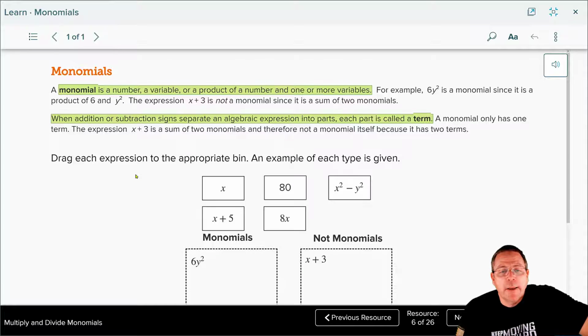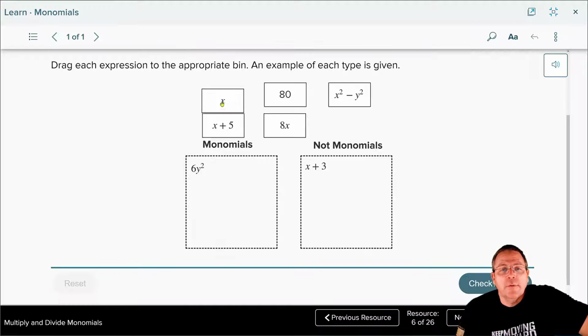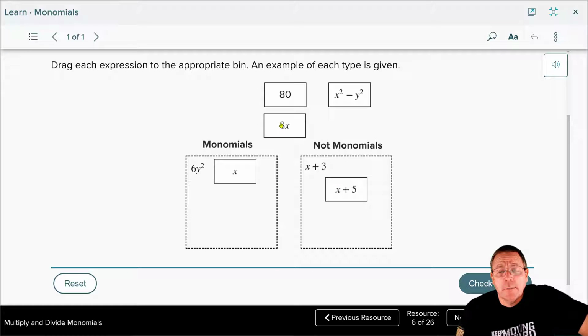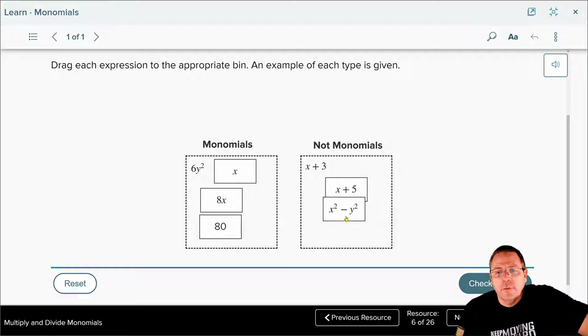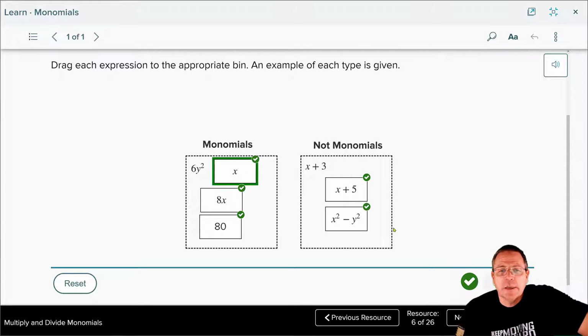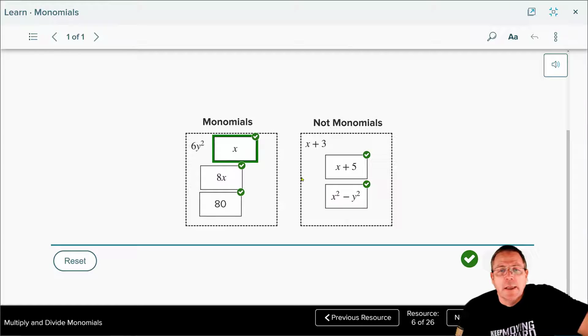Now we're going to drag each of these into the appropriate bins. X is going to be a monomial. That is not. It's got a plus sign. That one is. That one is. This one is not because it has a minus sign. Everything checks. You can see that if it ends up with a plus or minus in it anywhere, it is not going to be a monomial.